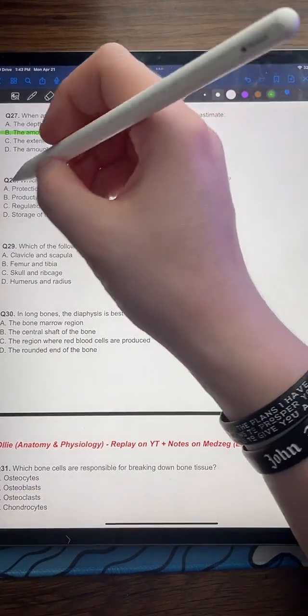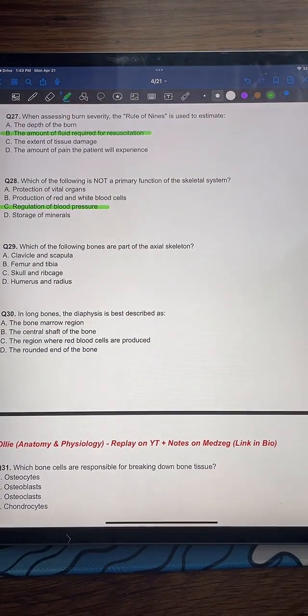Number 28 is the regulation of blood pressure. So the skeletal system does protect vital organs. It does produce red and white blood cells, which occurs in the bone marrow, and storage of minerals, mainly calcium and phosphorus. Those are very important in bones, but it does not regulate blood pressure. That is the cardiovascular system mainly.